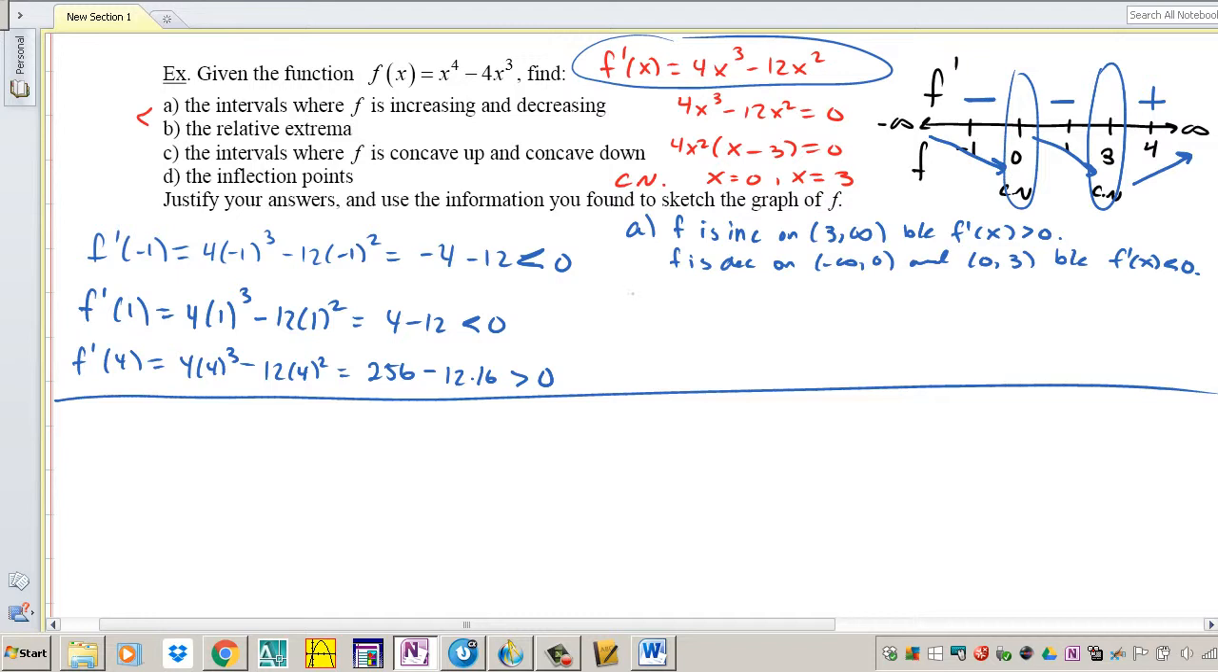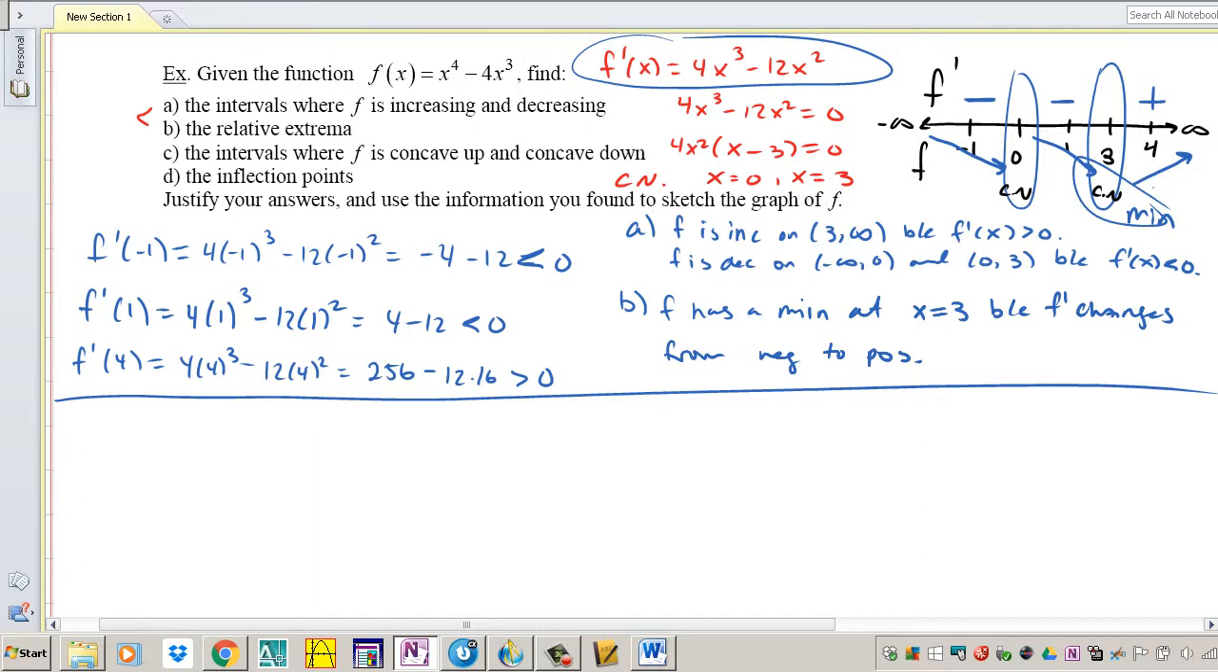That's letter A. Letter B is my relative max and min. F has a max. Oh, I don't have a max. I just have a minimum, right? F has a minimum at x is equal to 3 because f prime changes from negative to positive. This is a minimum.